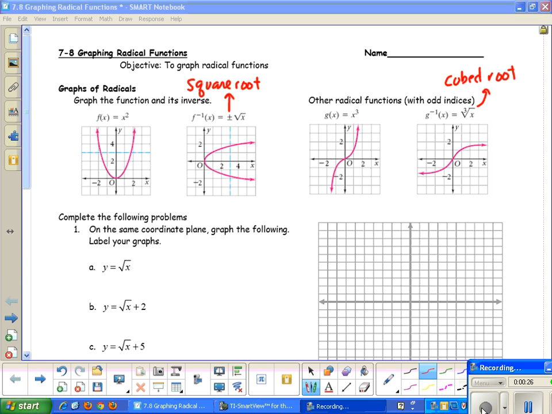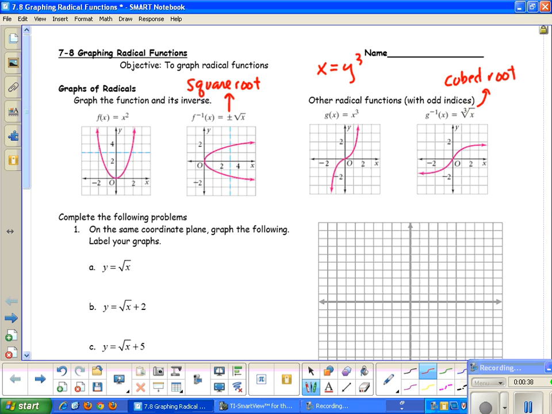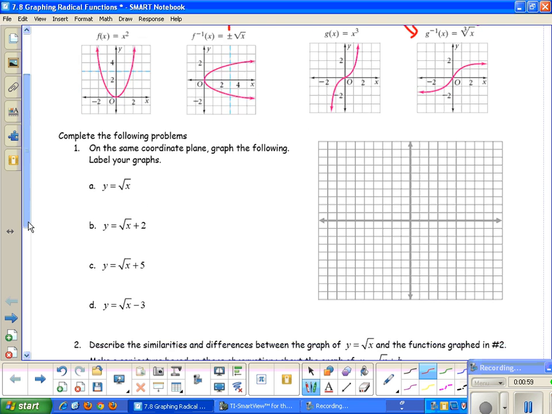Now, the second thing we're going to do is we talked about cubic graphs. So for this one, switch your x and your y, so you would get x equals y to the third, and solve for y. Now you have to take the cube root of both sides, so y would be equal to the cube root of x in this case, and that's where we get the cube root function, which is over here. So notice that it kind of looks like a sideways s. And also notice that we don't have the plus or minus in front because we're not getting rid of an even power. So let's first talk about our square root functions.